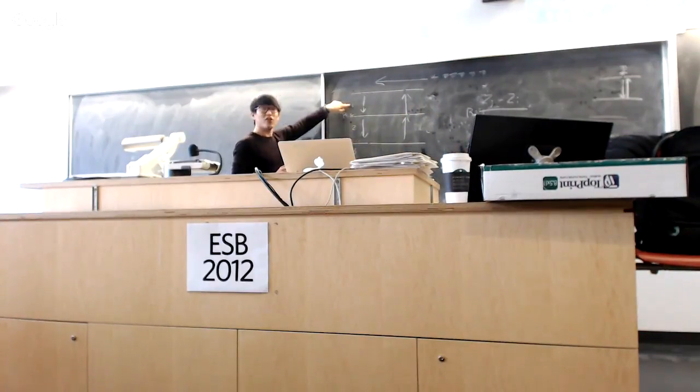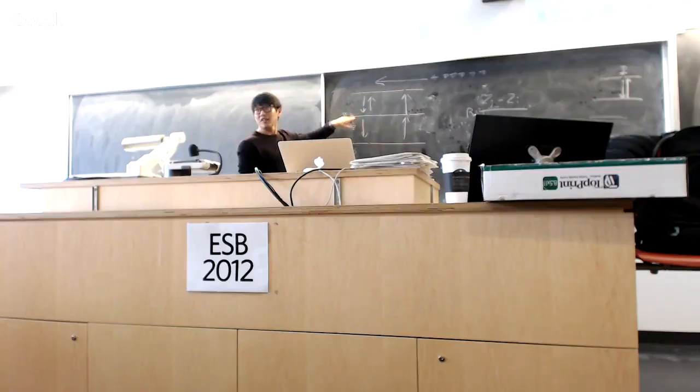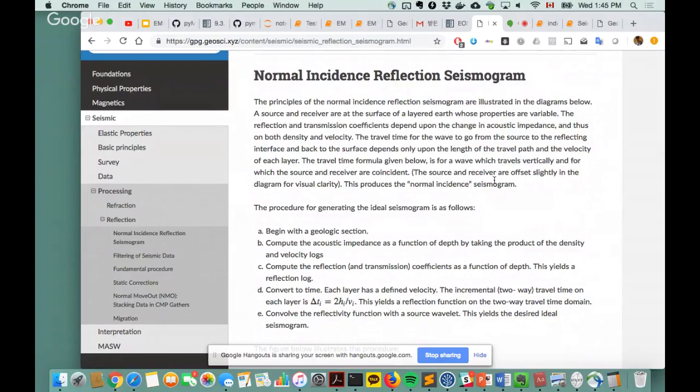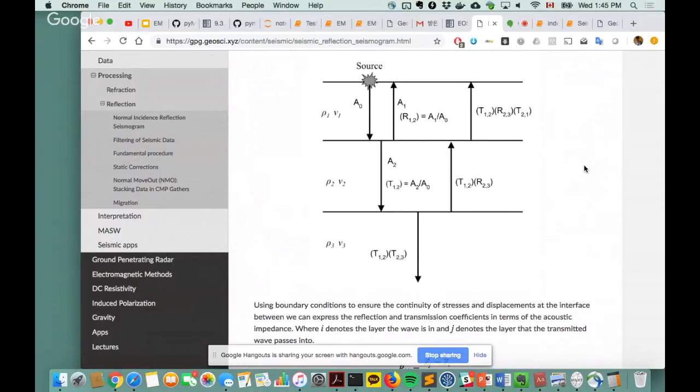At the first layer, the reflection coefficient is the same as just the interface between this and that. But at the second layer, it will be different, right? So how it looks is like this. What is the effective reflection coefficient here? Is it R23 or this guy?